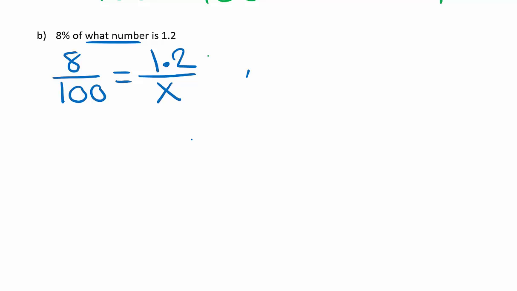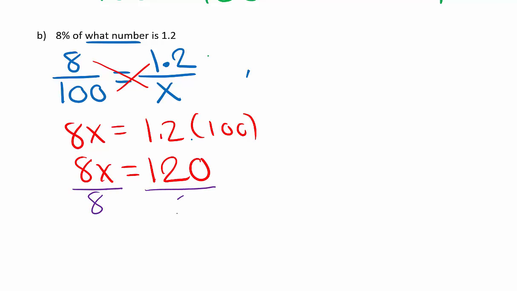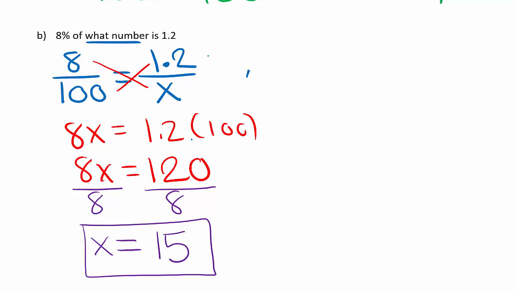We can solve this problem the same way we did the last one. The cross products have to be equal. That means if I take 8 times x, that has to equal 1.2 times 100, or 8x equals 120. To finish this problem, I'm going to divide both sides by 8, and I'm left with 15. So 8% of 15 is 1.2.